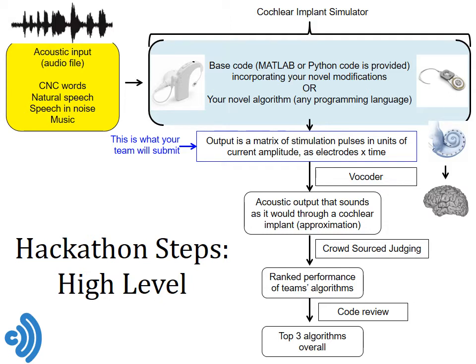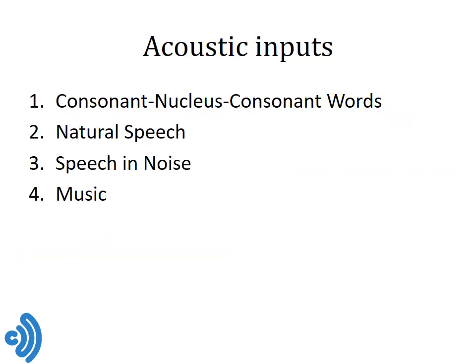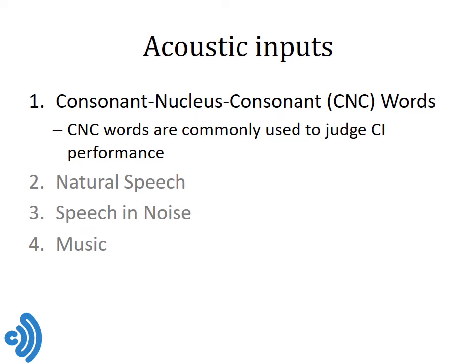We'll provide you with audio files to play with while you're hacking. The acoustic inputs we'll judge in the hackathon belong to the following 4 categories. They are consonant nucleus consonant words, natural speech, speech and noise, and music. Consonant nucleus consonant words, or CNC words, are words that begin with a consonant, have a vowel sound or nucleus in the middle, and end in another consonant. They're simple one-syllable words that are commonly used to test cochlear implant users' hearing through a cochlear implant.